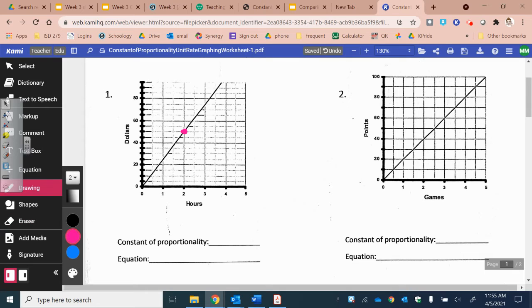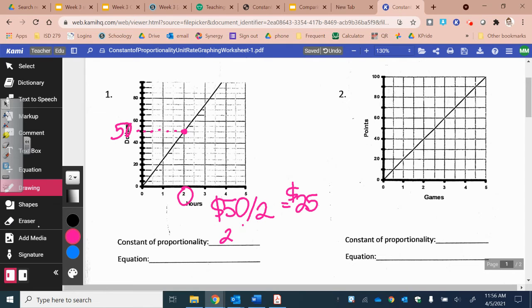And what I'm going to do now is I'm going to realize, okay, so in 2 hours, I'm able to complete between 40 and 60, which is 50. So in 2 hours, I'm getting $50. So I take $50 divided by my 2 hours, and I should get $25 for 1 hour.